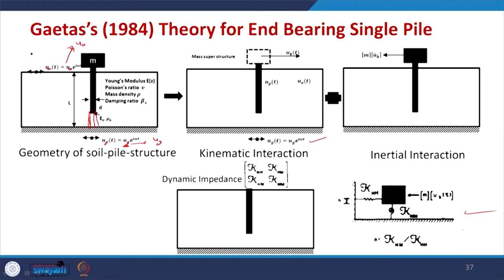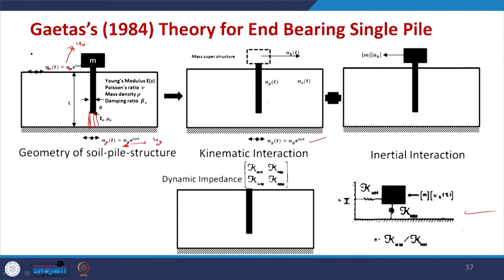After that, this is the second case here. In the second case, what you have is kinematic interaction. For the kinematic interaction, we apply the same motion at the base and get the response in the presence of the pile, but when you are considering the kinematic interaction, you do not consider the mass of the superstructure, as shown in this figure. That means mass m is 0 here, and in the presence of the pile you get the response at this point as UK. So, earlier it was u naught, now it is converted into UK, UKT.